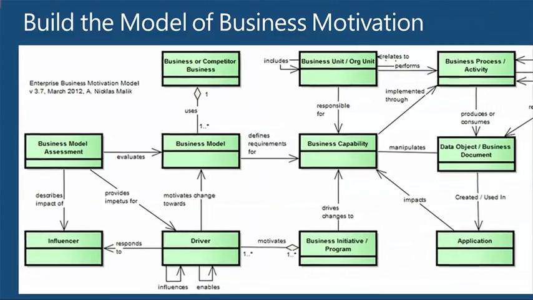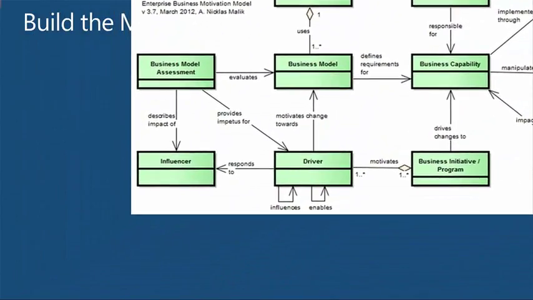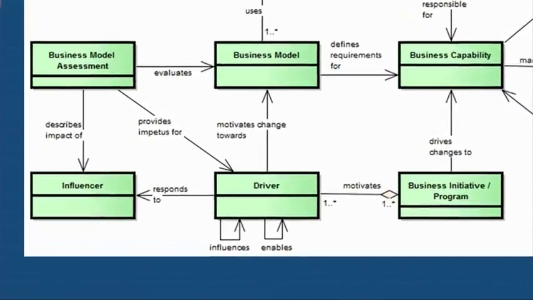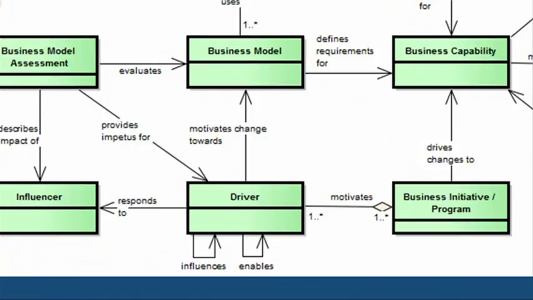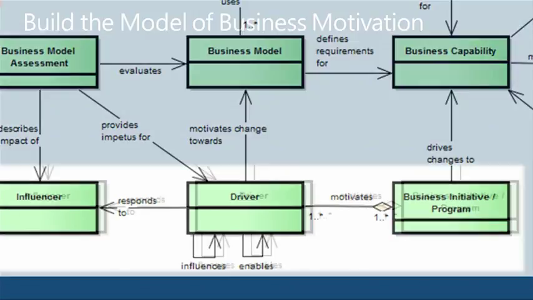So the model of business motivation is really the next step that you have to understand. And I'm going to focus on three elements here that cross the bottom of the screen: influencer, driver, and business initiative. I'm going to ask the question, well, what does that mean to model those things? What information do I have to collect in order to talk about just those three areas?